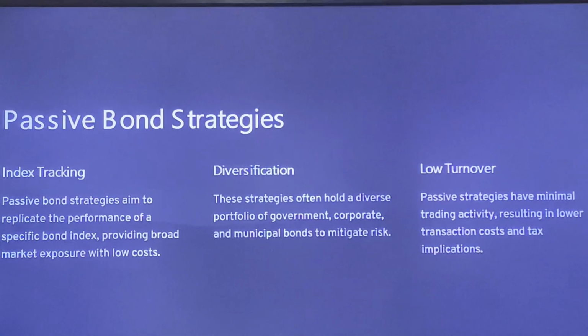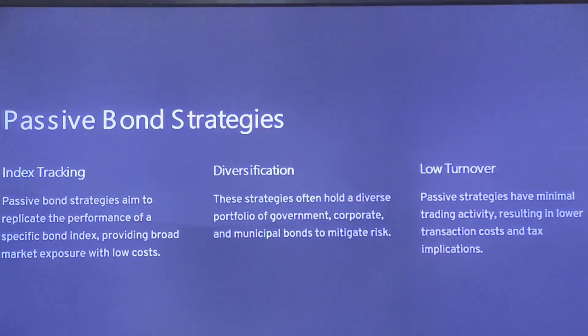I'll take you through passive bond strategies. These involve investing in bonds with the goal of mirroring a specific bond index or achieving steady income with minimal active management. The focus is on holding bonds until maturity rather than frequently trading based on market conditions. These are the key types of passive bond strategies. We have index tracking, diversification, and lower turnover.